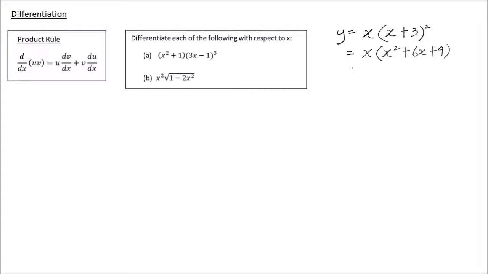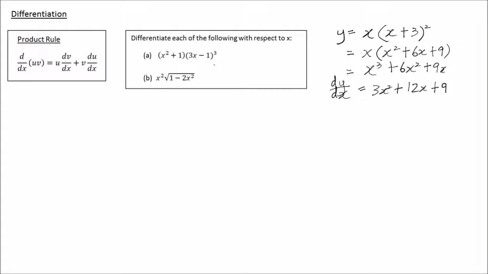Further expanding out, we'll have x cubed plus 6x squared plus 9x. And differentiating, we'll have dy dx equal to 3x squared plus 12x plus 9. So you can see this can be done quite easily without the product rule.